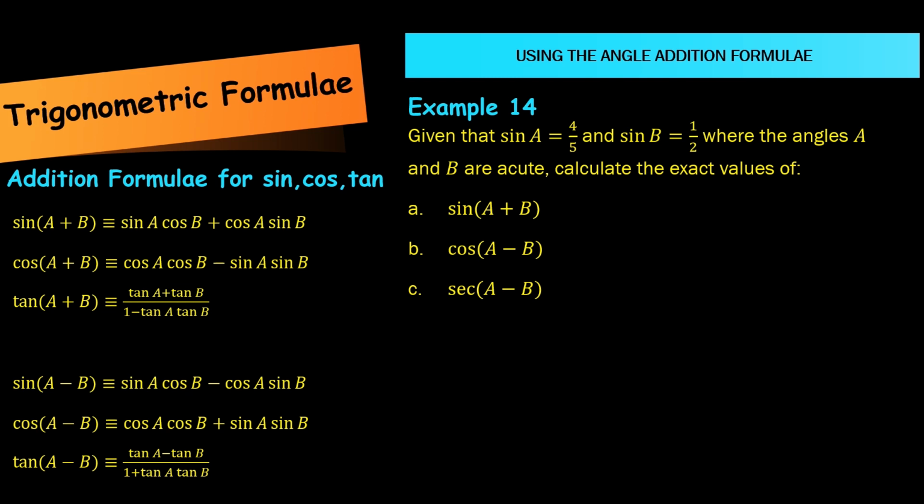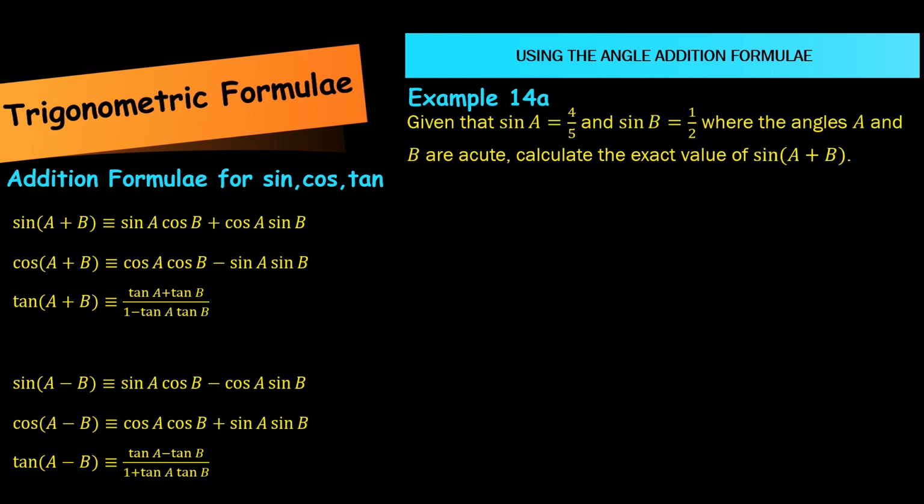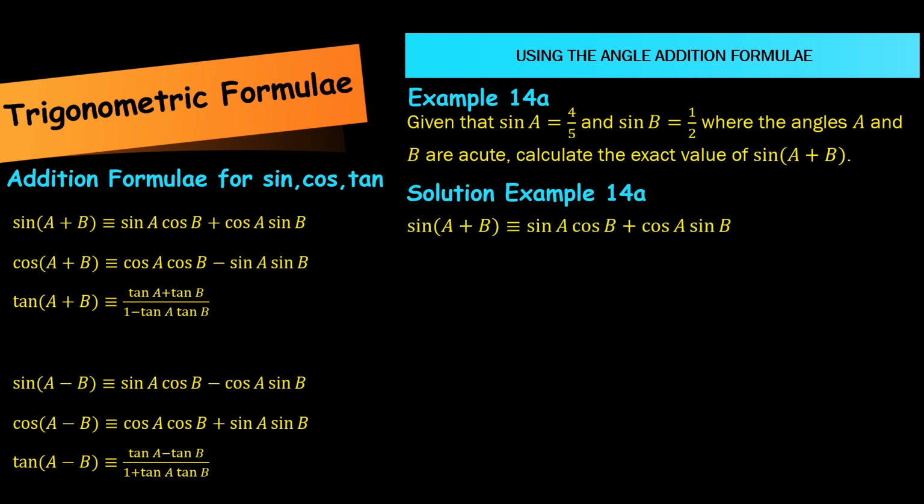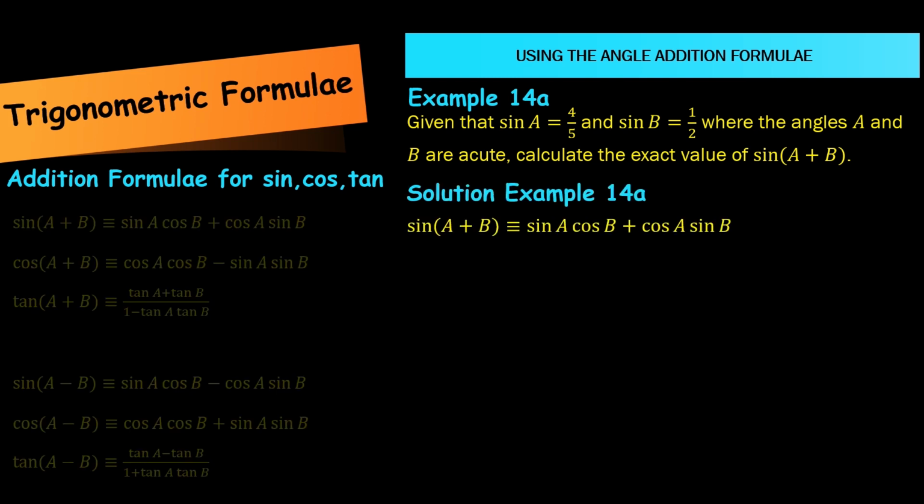So let's take a look at part A first. Given that sine A equals 4/5 and sine B equals 1/2, where the angles A and B are acute, calculate the exact value of sine A plus B. So let's solve this. We're trying to calculate sine A plus B, so we're going to use the sine A plus B formula.